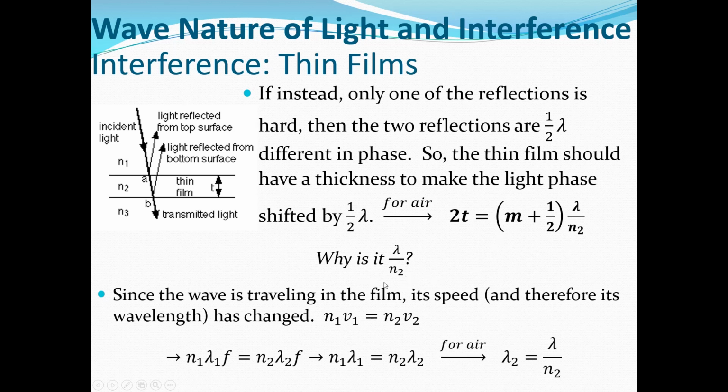This is what I was just saying before about why it's lambda over n2. It's caused by this form of the index of refraction, basically relating the index of refraction to the speed of the light wave, and setting the original wavelength to be the wavelength in air, where n equals 1.